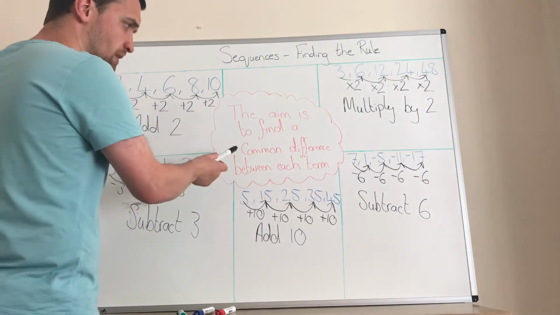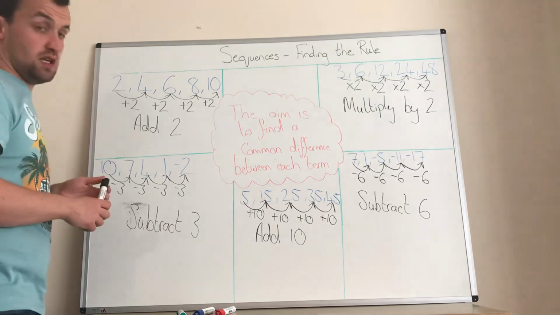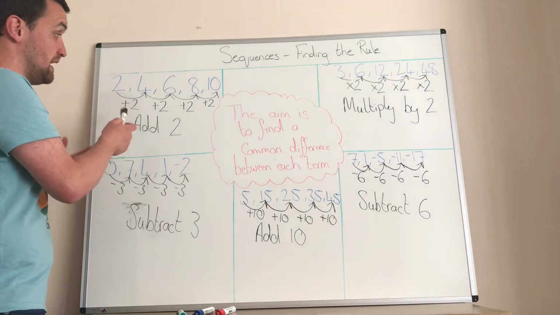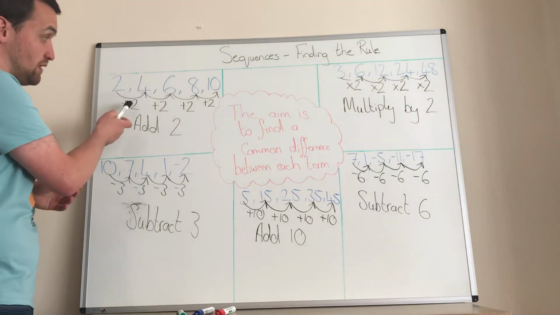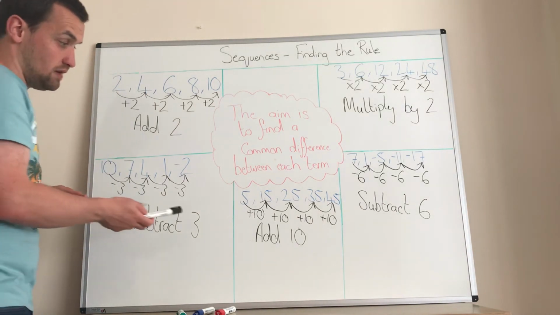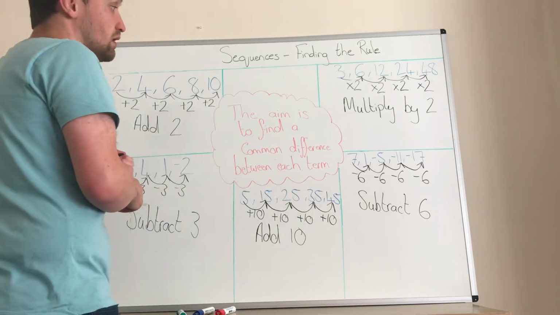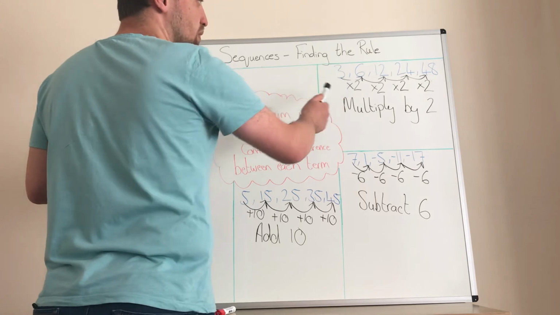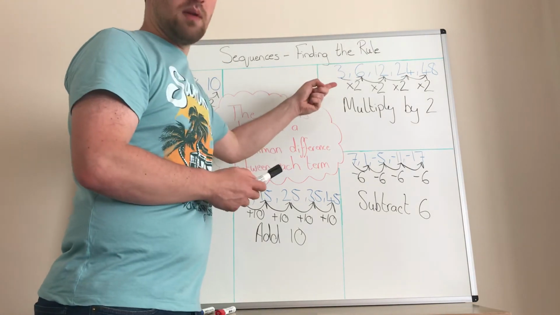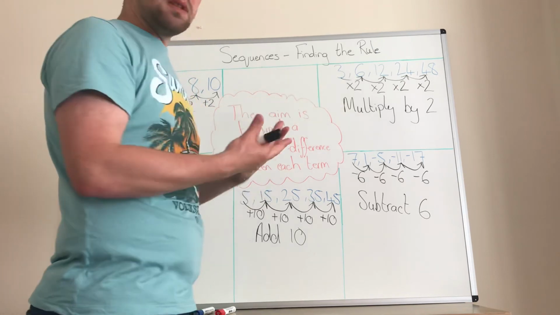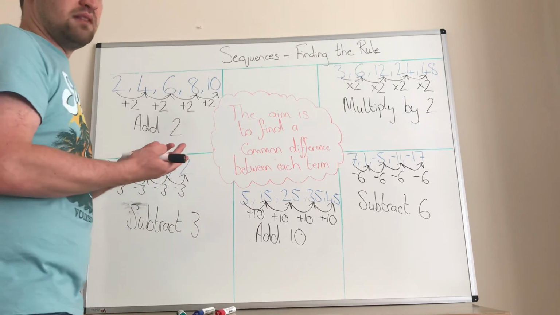So let's look at this lesson then. We have to find a common difference, which is what we did here. We're looking at the difference between the terms, and then we are making sure that it's exactly the same for each pair of terms. So here we had to add 2, subtract 3, add 10, subtract 6. When we get a sequence where the differences aren't all the same, we're going to be multiplying or dividing. If the numbers get bigger, we're going to be multiplying. If the numbers are getting smaller, we're going to be dividing.